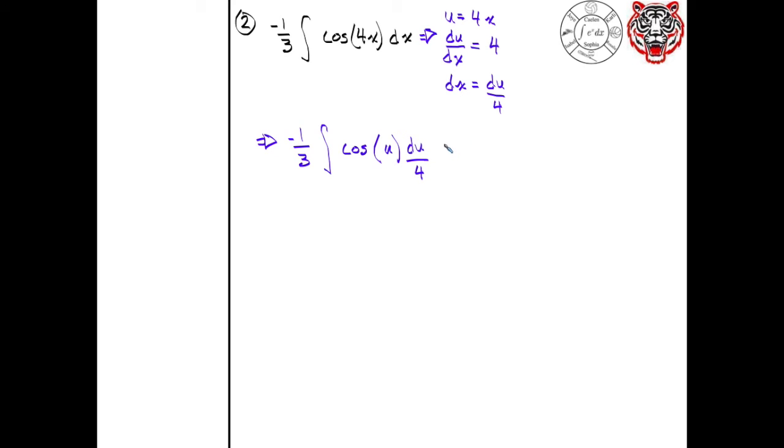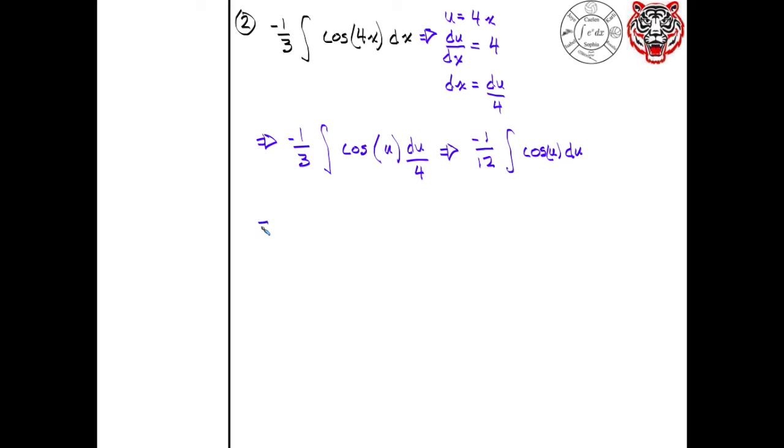This is a cool little trick that you might not have seen before. You can pull constants out of an integral whenever they're being multiplied. So by doing that, this is going to look like negative 1/12, since I pull the 4 out with the 3, times the integral of cosine u du. I didn't have to pull it out. I could have just left it as 1/4 cosine u and I'd get the same answer. It's just a cool trick that you should know.